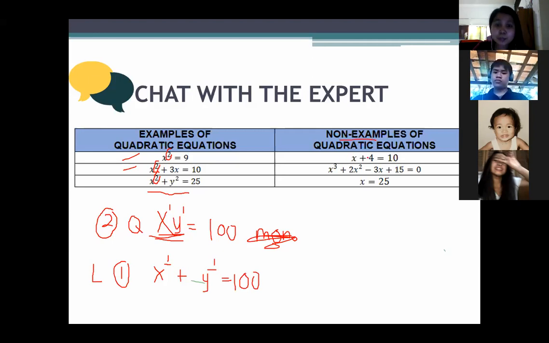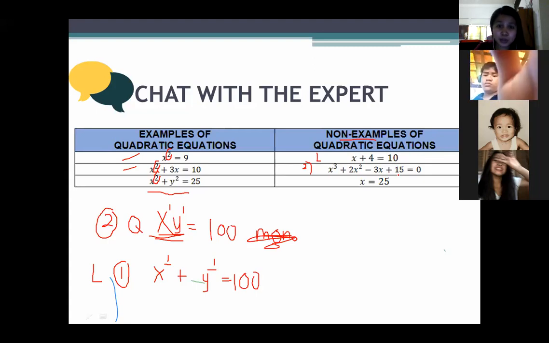Example, x plus 4 equals 10. Now, in the chat box, you type, what is the highest exponent for x plus 4 equals 10? Ready? Type. Oh, very good. It's 1. So we call this linear. Next. Number 2. x cubed plus 2x squared minus 3x plus 15 equals 0.